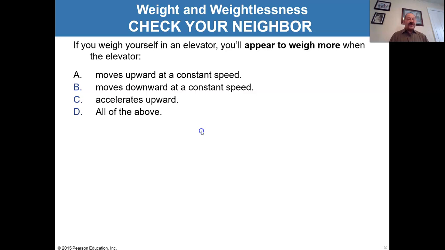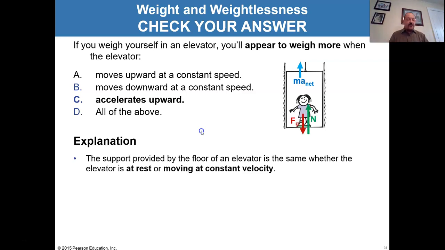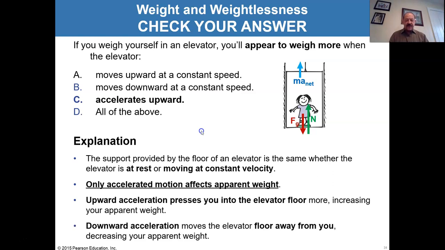All right. If you weigh yourself in an elevator, you'll appear to weigh more when the elevator does what? Well, we've been talking about this. Moves upward at a constant speed, moves downward at a constant speed, accelerates upward, all of the above. You weigh more when your support force is bigger. That happens when you're accelerating upward. It'll never happen when you're moving at constant speed, either up, down, side to side. That has no effect. It's when you're increasing the support force upward. So moving upward at a constant speed has no effect, or if you're just at rest, no effect. But if you accelerate upward, that will increase your apparent weight. If you accelerate downward, it will decrease your apparent weight. So upward will increase, downward will decrease.